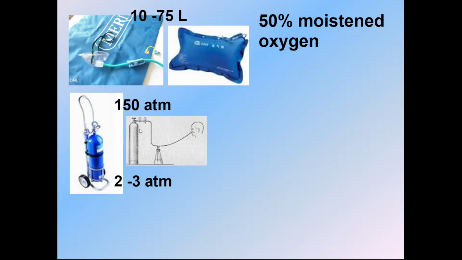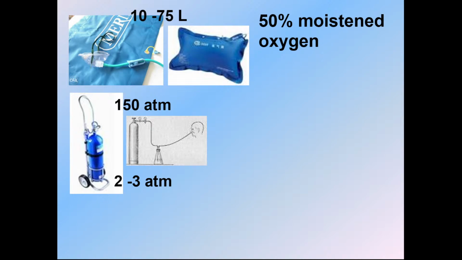Next, oxygen must be moistened, and we never use free oxygen for a long period. Usually we use 50% moistened oxygen, because dry oxygen is dangerous for our organism. It provokes burning of the mucosa, and besides being unhelpful, you can aggravate the activity of the respiratory tract.